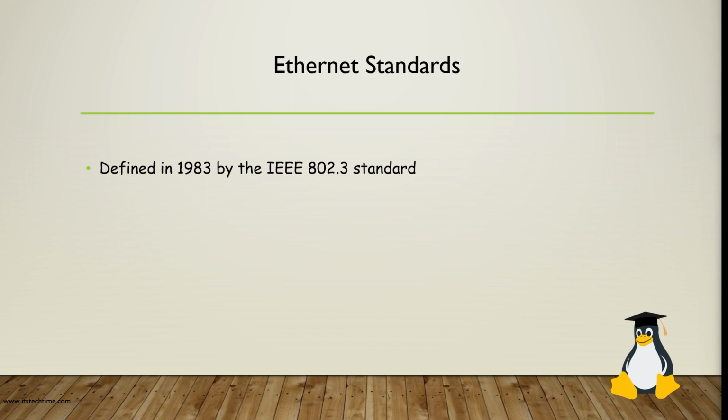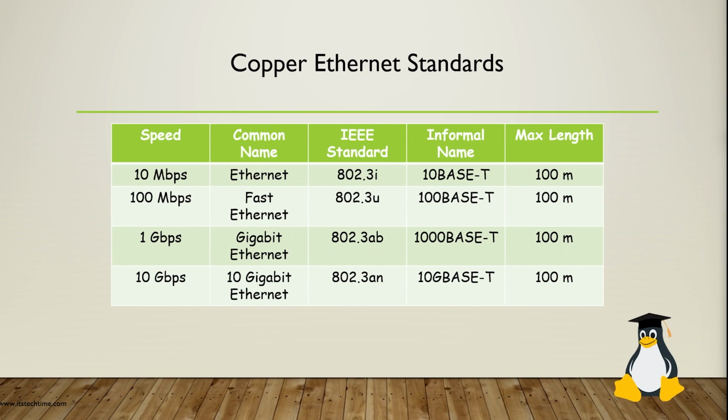Ethernet standards were defined in 1983 by the IEEE 802.3 standard. IEEE stands for the Institute of Electrical and Electronics Engineers. You'll notice that all Ethernet standards start with IEEE 802.3. So here's a simple table that shows some of the IEEE standards that you'll see in the CCNA exam.